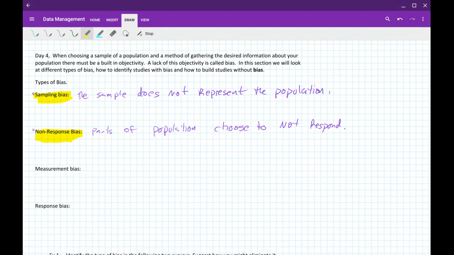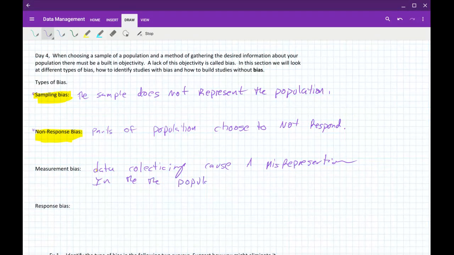A measurement bias occurs when the data collection method consistently either under or overrepresents characteristics of a population. This is specifically a type of sampling bias as well, but this is where the data collecting causes a misrepresentation of the population's opinion. Sorry about all the spelling mistakes there.